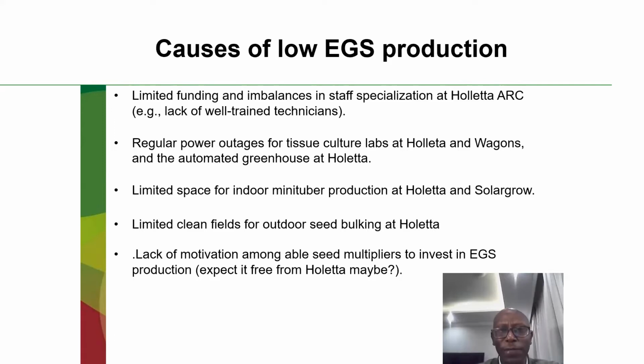There's limited space for indoor mini tuber production, both at Holeta and at Soragro, and there are limited green fields for outdoor seed bulking at Holeta. And there is a lack of motivation among able seed multipliers to invest in EGS production. Probably they expected to get it free from Holeta, since that's what has been happening.